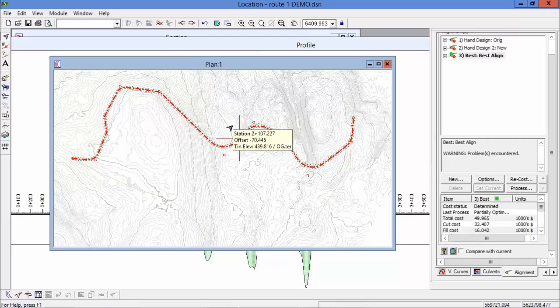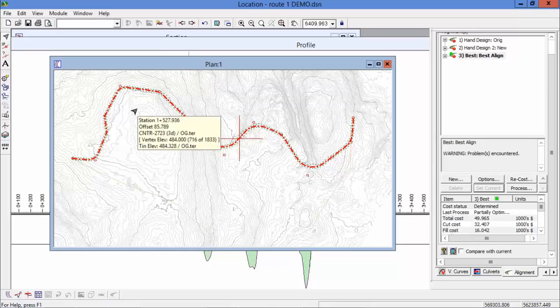But there is actually another possible horizontal alignment that you could design, of course, to get to your final destination. And then the same question comes up, which is, okay, if I design another horizontal alignment, which one is the best? Again, we can answer this question through this costing procedure.